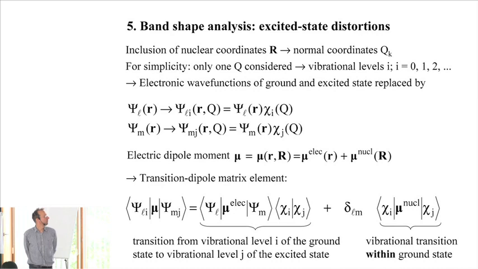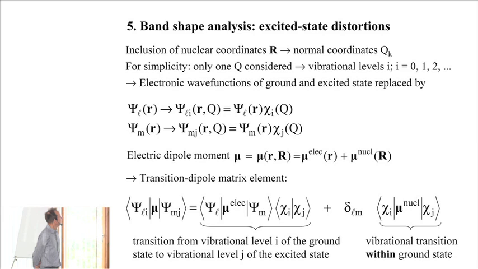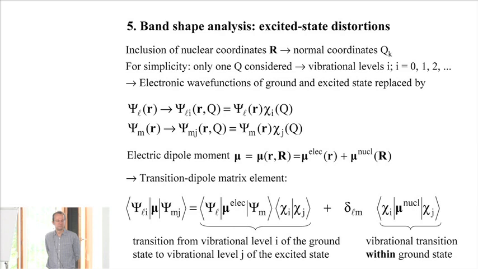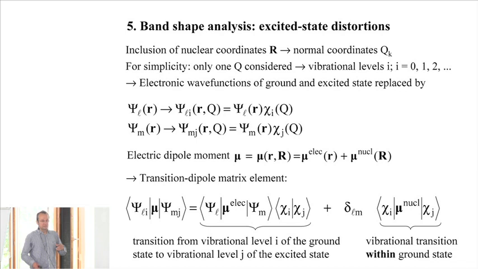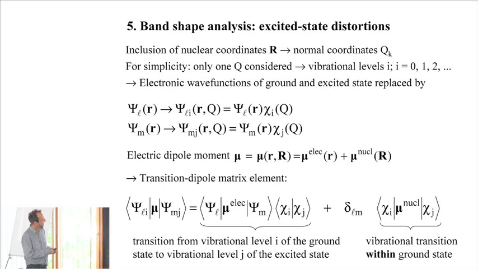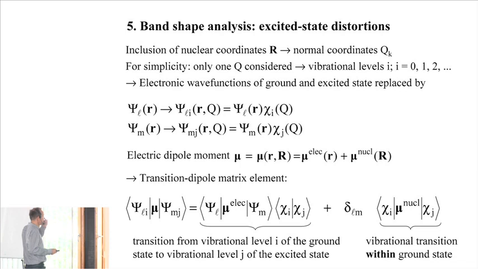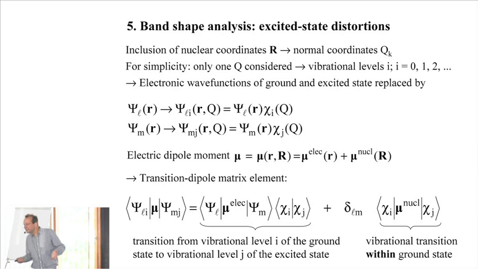Up to this point, we have not included the nuclear coordinates yet. I've only talked about electrons. The way one can include nuclear coordinates is in terms of normal coordinates, and Frank will tell you something about normal coordinates tomorrow. Every molecule has a set of normal coordinates. These are normally called Q_k, and for simplicity, we only consider one Q here, for one active vibration. So the molecule can be treated as a harmonic oscillator with vibrational levels i, and i goes from zero to whatever number.